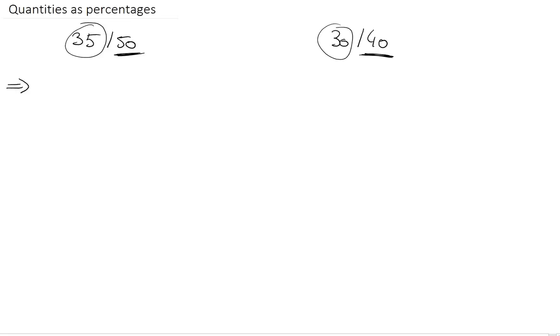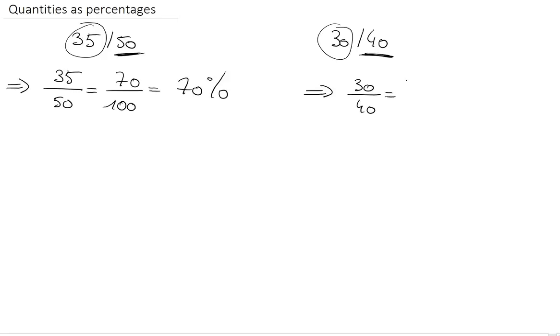For the first one, I'm going to change this fraction into a percentage, and I know how to do that already because I showed you that in my previous video. So I'm going to put it over 100, which is going to be 70, which is going to be 70%. Same thing for 30 over 40. Oh, that's an easy one. That's 3 over 4, which is 75%.